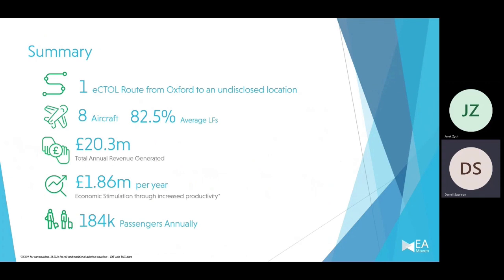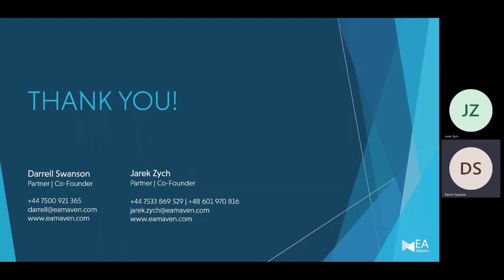So in summary, for this one eCTOL route from Oxford to somewhere, we need 8 aircraft having an 82.5% average load factor, generating over 20 million in revenue. And then we have that economic stimulation in the number of passengers per annum that would be switching from traditional surface modes of transport. So I hope that gives you a good insight into what we're doing with EA Maven and the Regional Air Mobility Index.